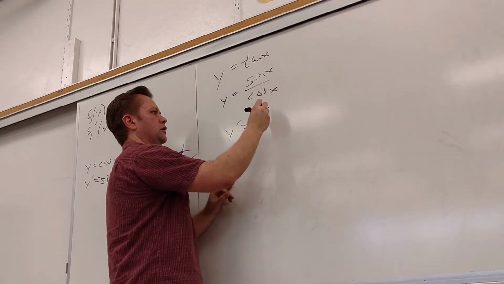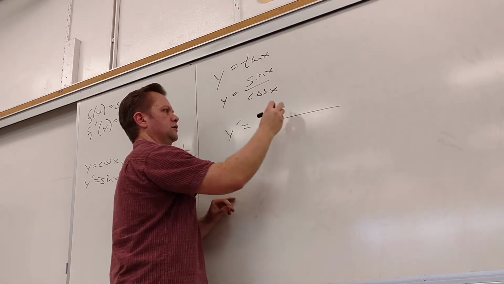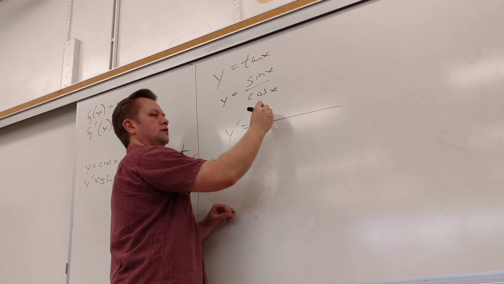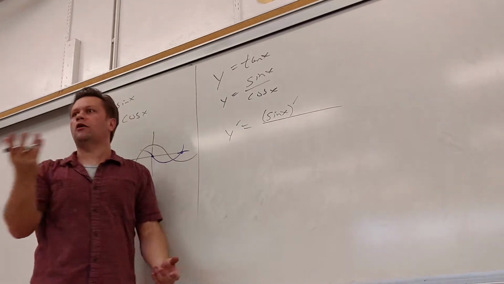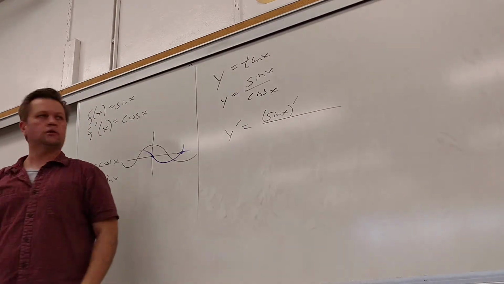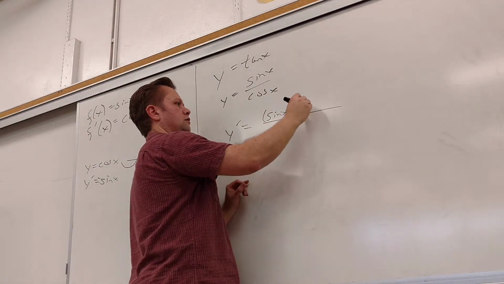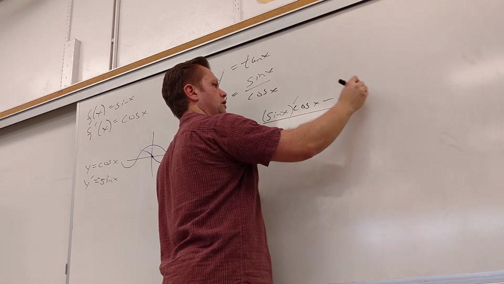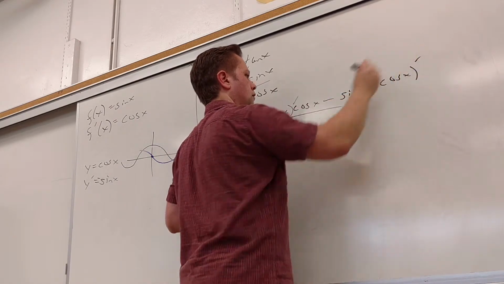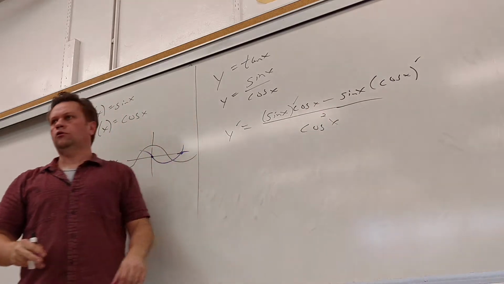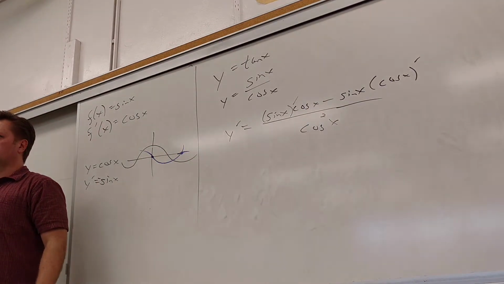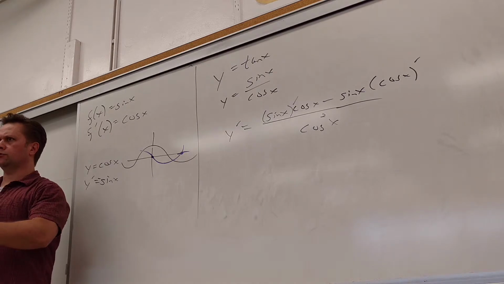So what do I get? What's the rule say I got to do? Bottom times derivative of the top first. That's all you need. Top first, minus. Now the bottom gets a turn, all over bottom squared. That's the rule. That's the quotient rule.